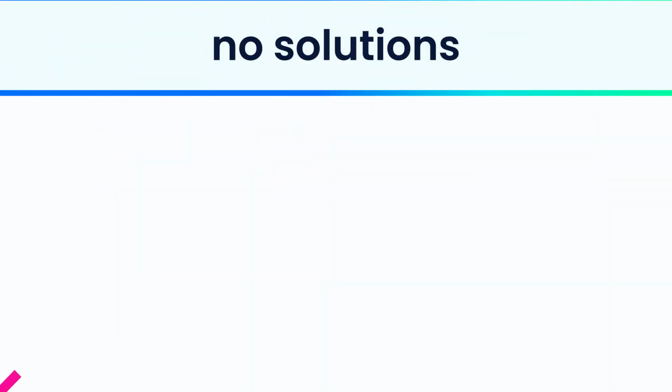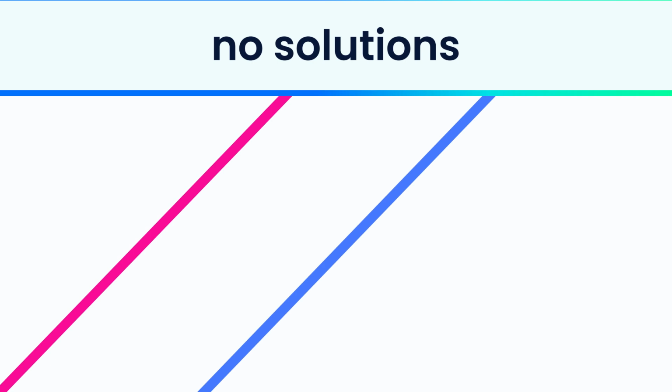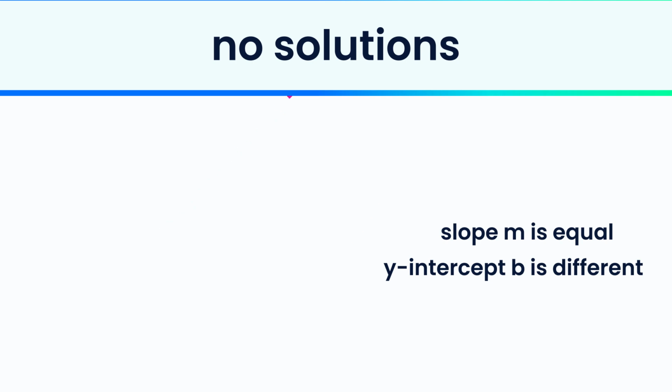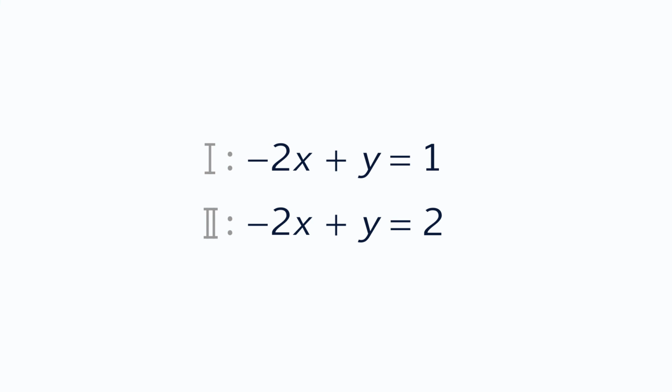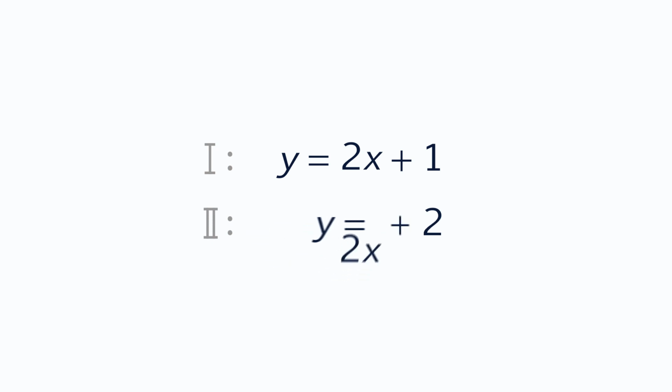Sometimes there are no solutions to a system of equations. This happens when the slope m is equal and the y-intercept b is different. Let's look at an example. Equation 1 is minus 2x plus y equals 1. Equation 2 is minus 2x plus y equals 2. First, start by solving for the variable y in both equations. You can do this using the change sides, change sign rule. Equation 1 becomes y equals 2x plus 1, and equation 2 becomes y equals 2x plus 2.